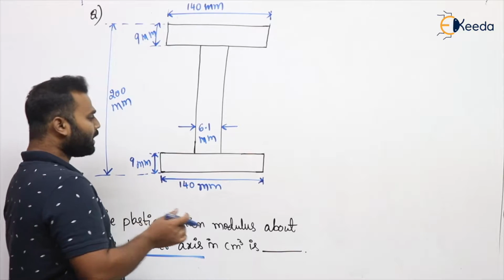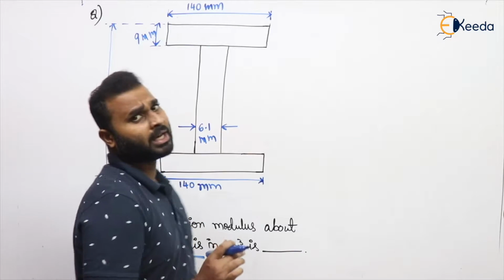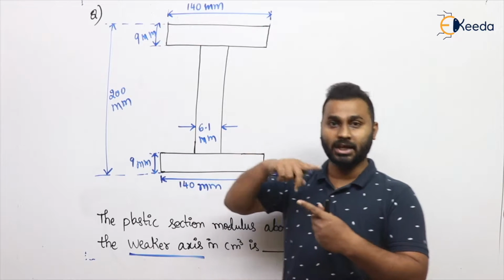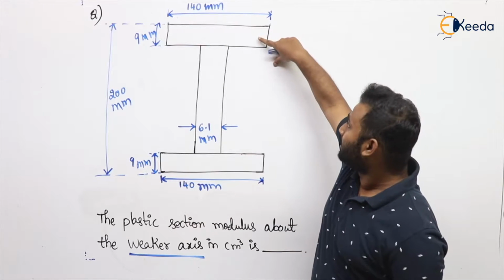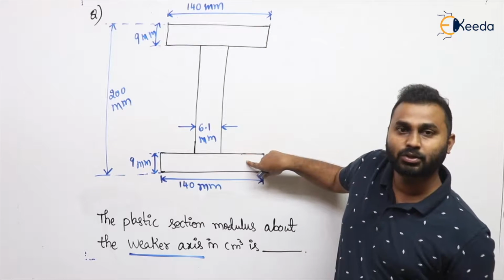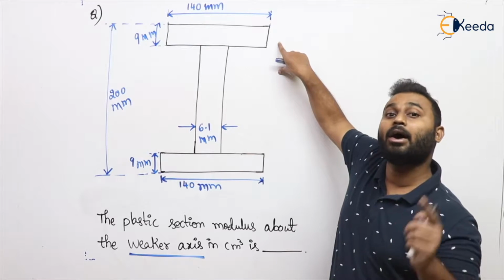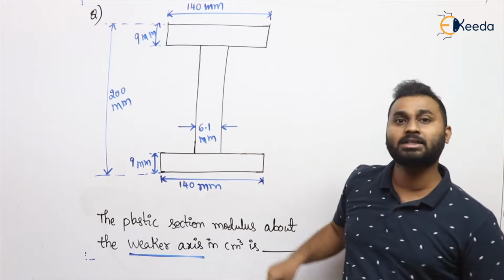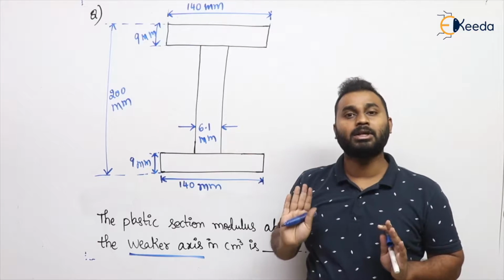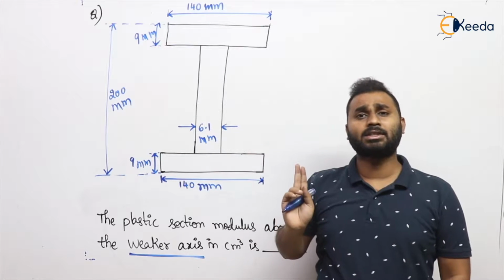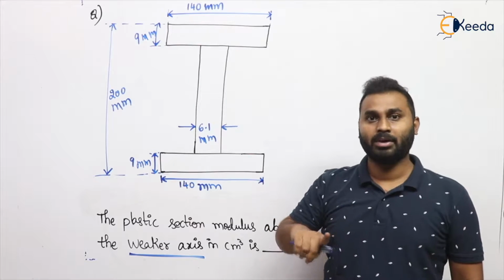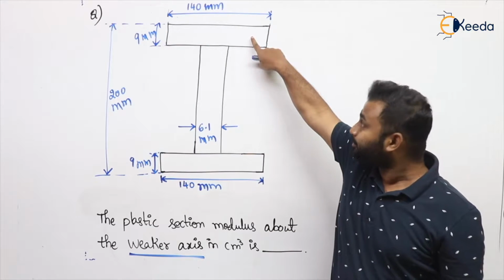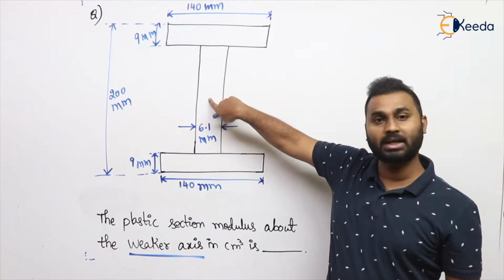See the dimensions of the I section. We know that an I section consists of two flanges and one web. So this is one flange and this is one flange. These two flanges we treat as horizontal rectangles, and this is the web. This web we treat as a vertical rectangle. It means an I section consists of two horizontal rectangles and one vertical rectangle.